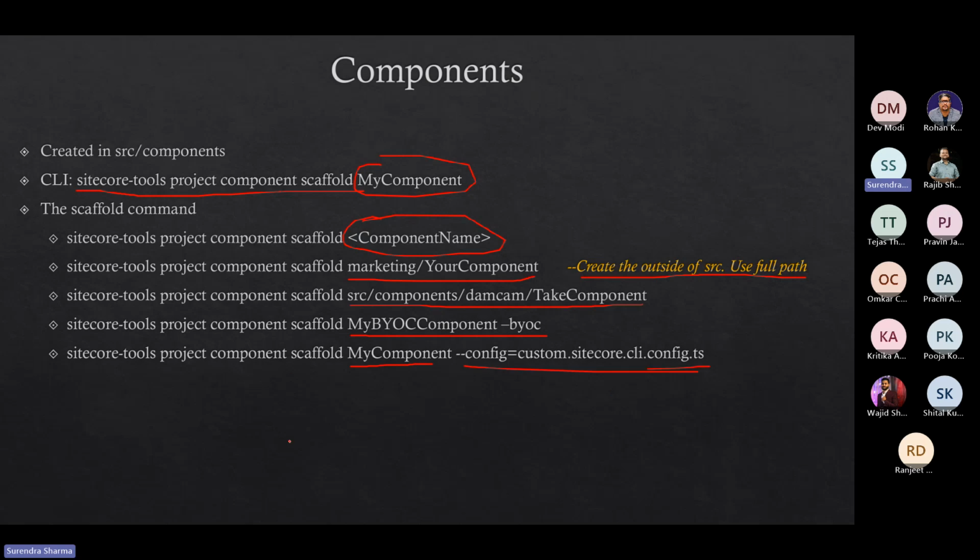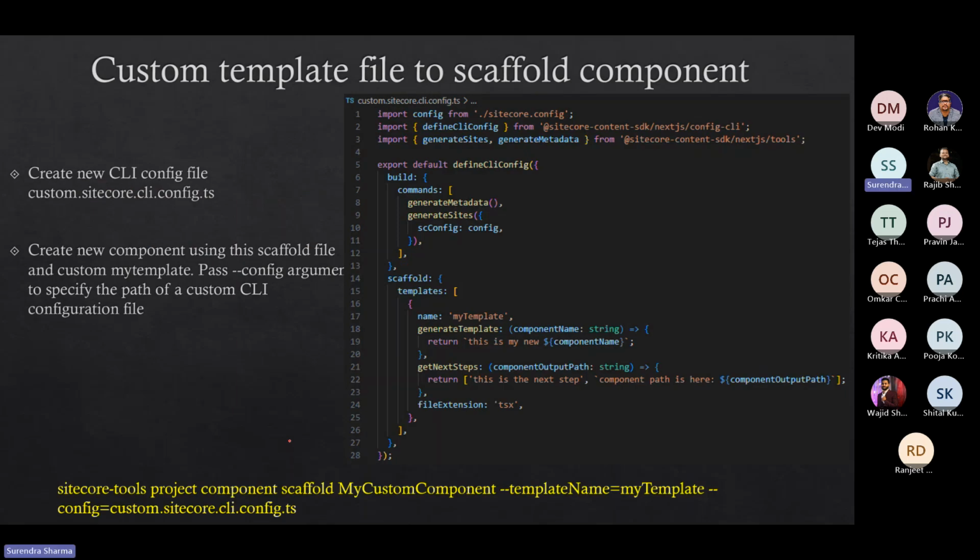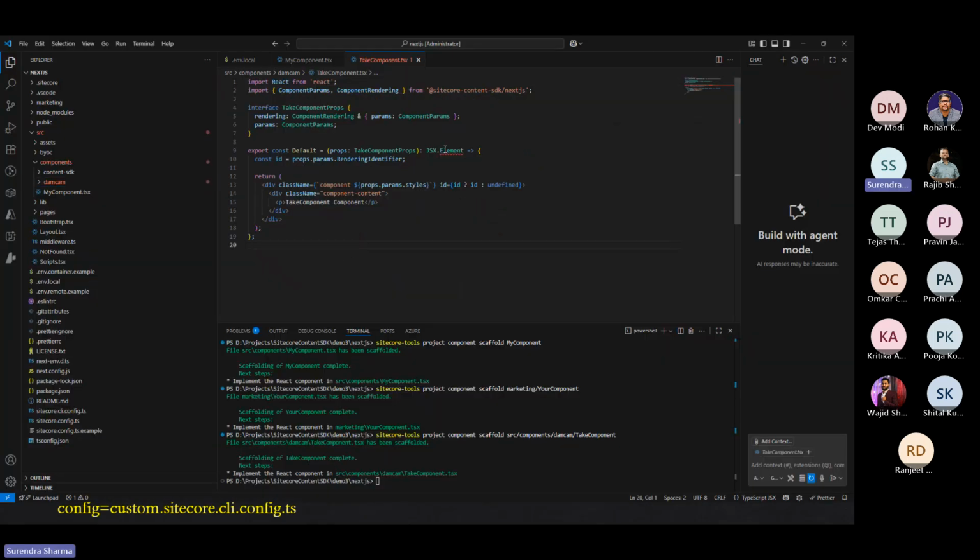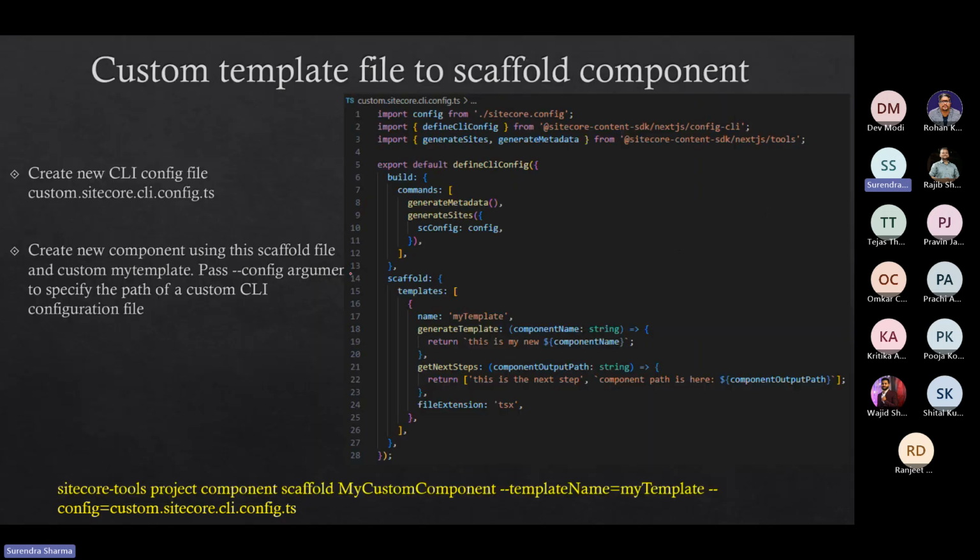Let's go there and try to see that. So as I said, when you are going to add any component within the XM Cloud, you will get this JSX.Element, and it has its own predefined structure, but can I change it? Can I provide my own structure? Can I provide my own scaffold template and the structure of this file? So for that, yes, we can create it. What you have to do is create your own template, and then write how you want to scaffold that particular component.